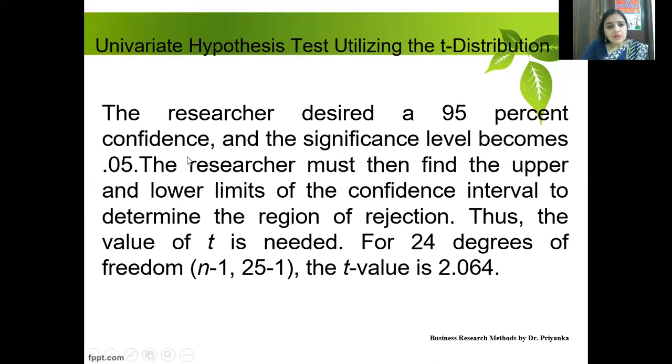Another example: the researcher desired a 95% confidence, so the significance level becomes 0.05. The researcher must then find the upper and lower limits of the confidence interval to determine the region of rejection. Thus, the value of t is needed for that. For 24 degrees of freedom, that means n minus 1, 25 minus 1, the t value is this. This is again given in the tables of the textbook.